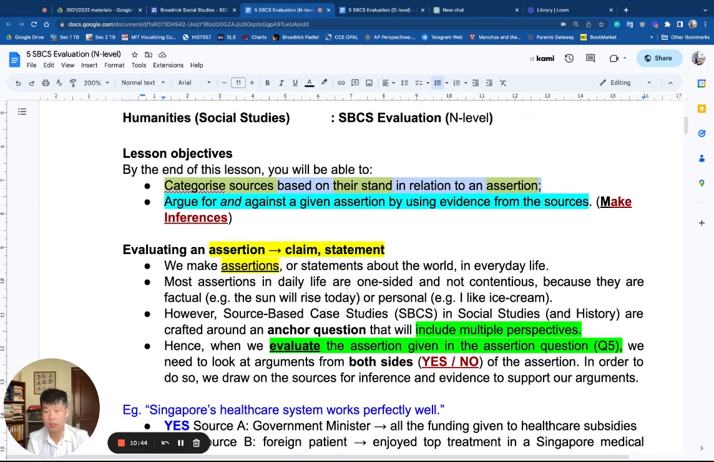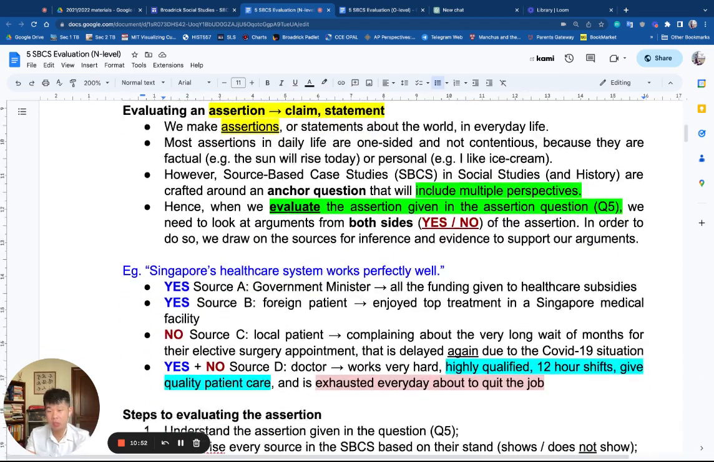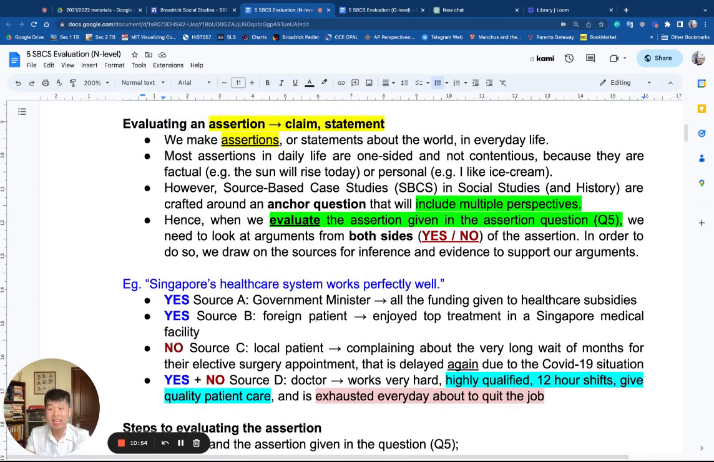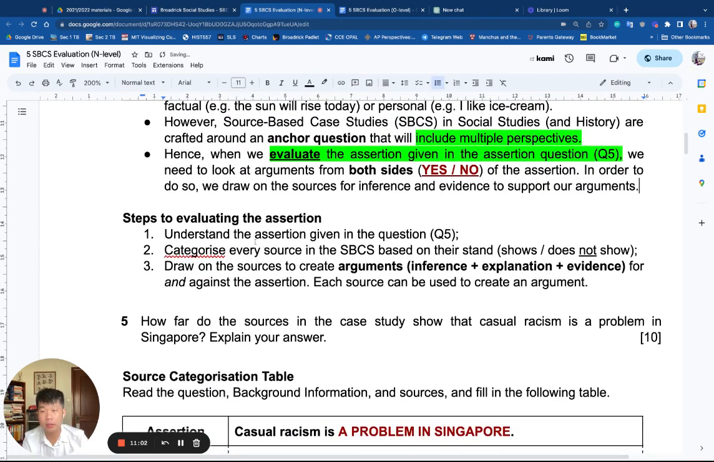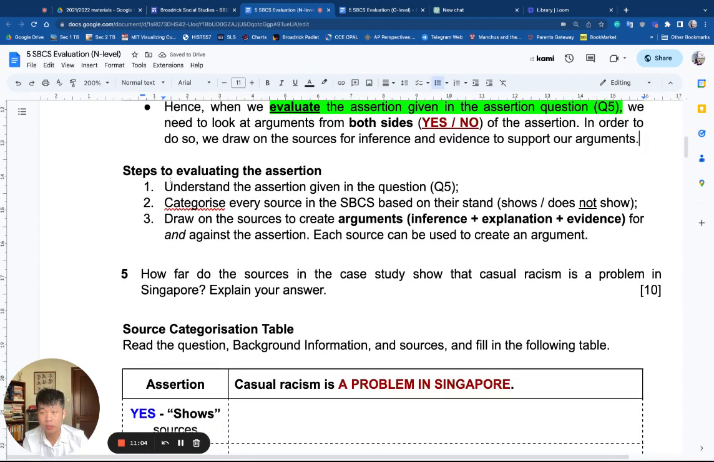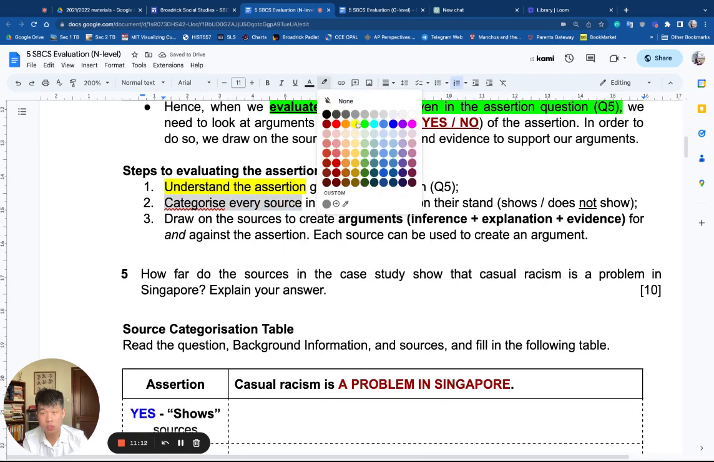the first objective. You have seen what is an assertion, how sources could interact with an assertion stand, and how we categorize sources as yes source and no source. Okay, at this point, I'll now proceed on to the actual worksheet. So you know that there are some steps we will do. First, we need to understand the assertion. Second, we will categorize the source. Again, yes source or no source.